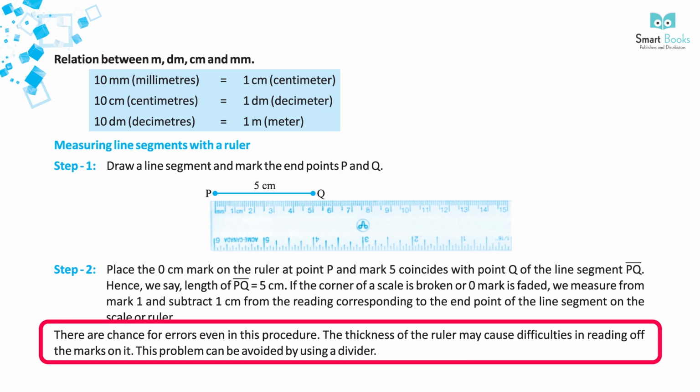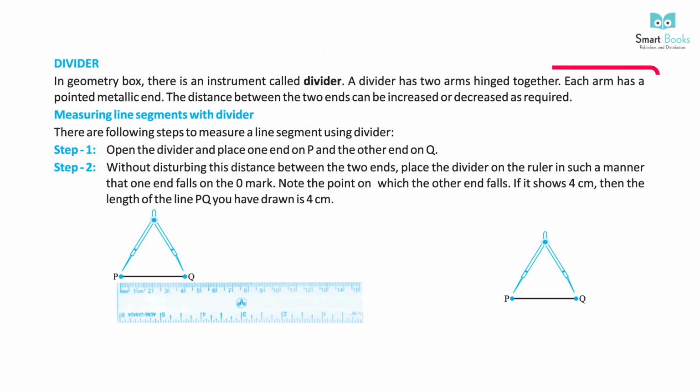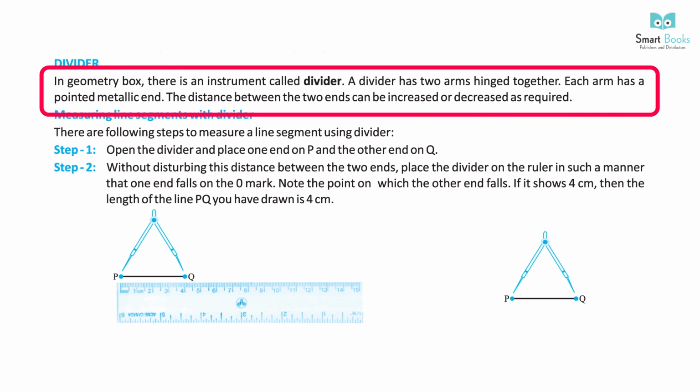There are chances for errors even in this procedure. The thickness of the ruler may cause difficulties in reading the marks on it. This problem can be avoided by using a divider. Divider. In the geometry box, there is an instrument called a divider. A divider has two arms hinged together. Each arm has a pointed metallic end. The distance between the two ends can be increased or decreased as required.